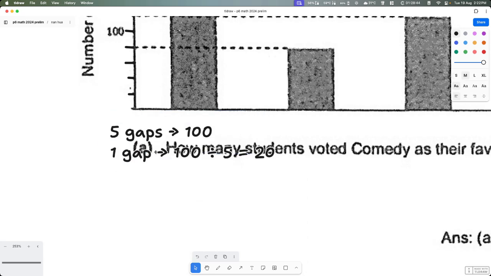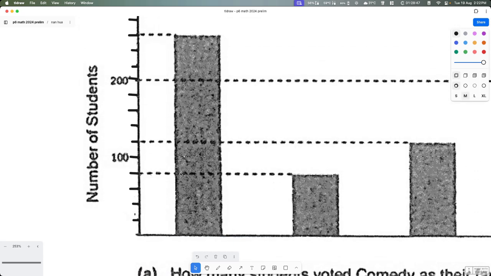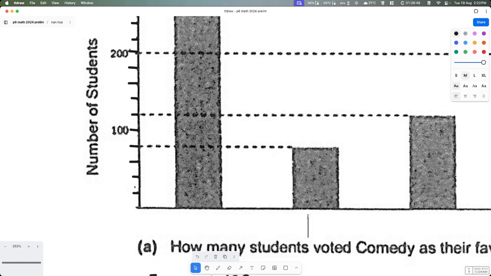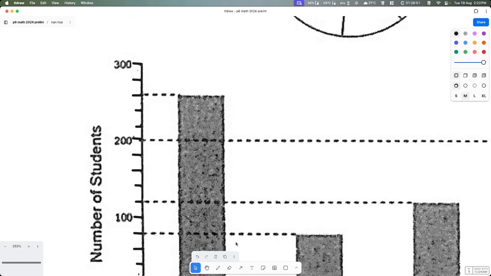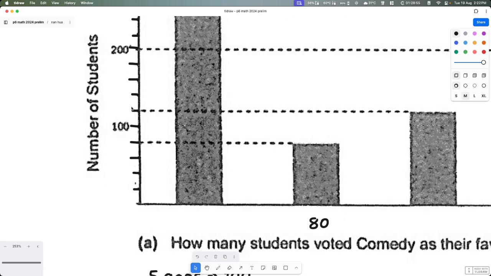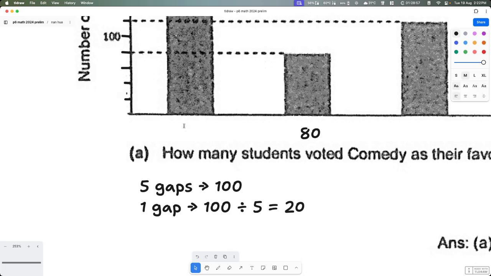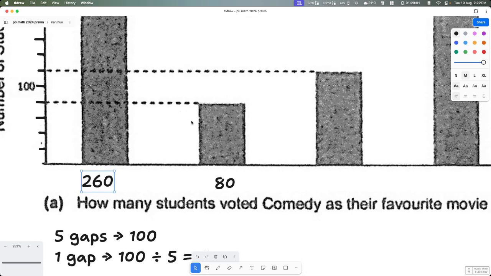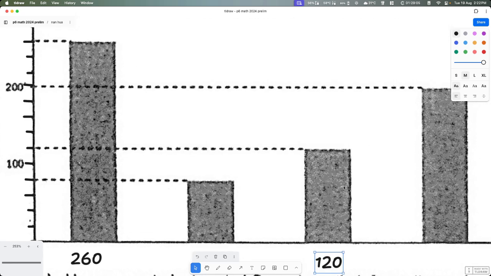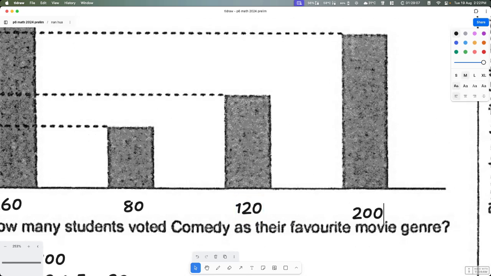So I see over here. Okay, so for this little one, this is 80. There's a big one. This is 200, almost 300. So 280, 260. And then we have this little one. This is 120. And then we have the medium one, which is 200 exact.